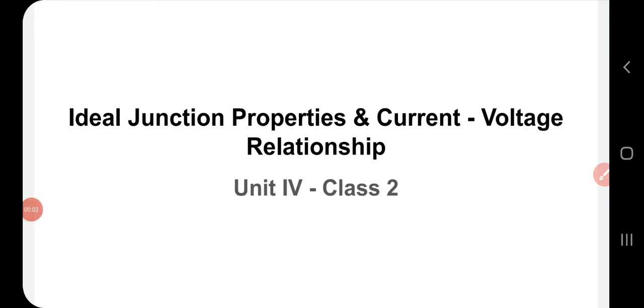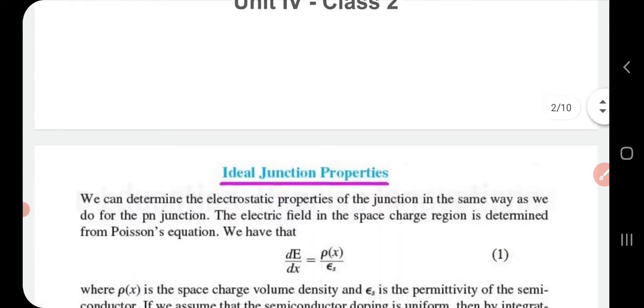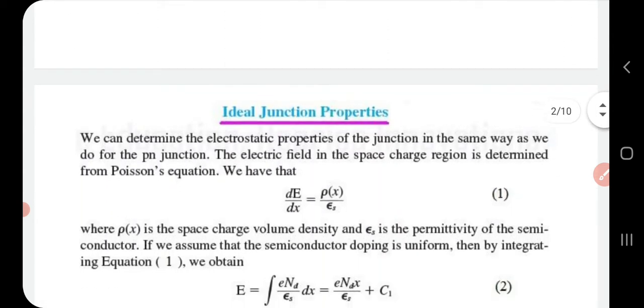Good morning. Now this is class 2. Here we will discuss ideal junction properties and the current-voltage relationship. In the last class we discussed the Schottky junction and some qualitative characteristics. Now, what about ideal junction properties?